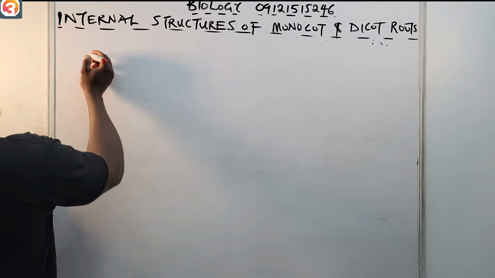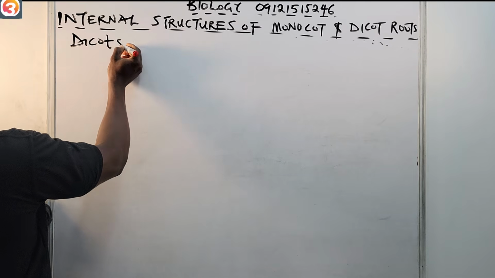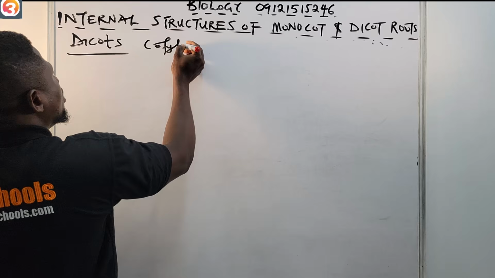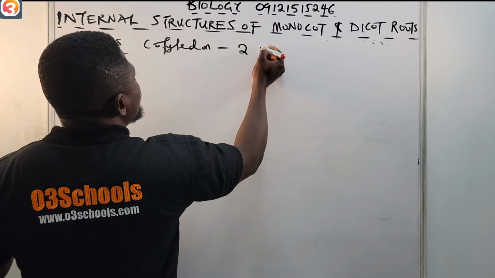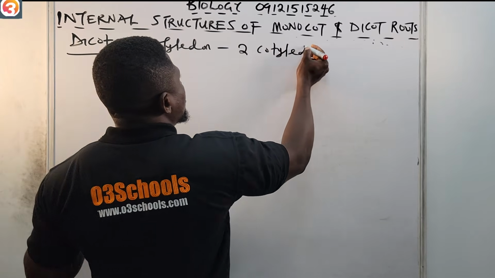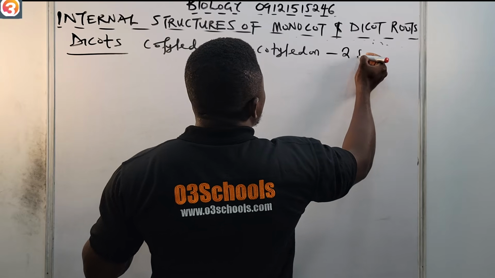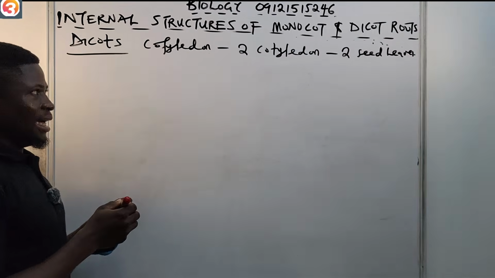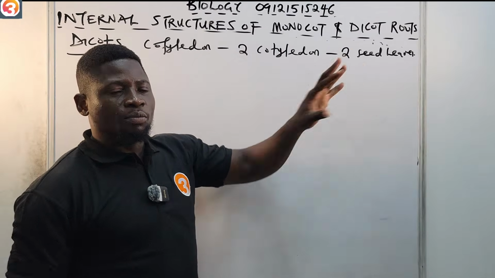So we know that for dicots, in terms of cotyledon, they have 2 cotyledons, or 2 seed leaves. Please take note of that.